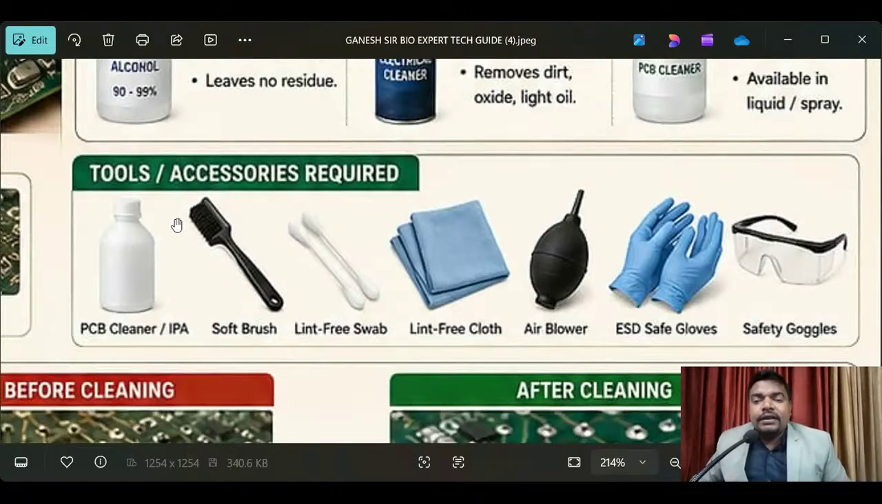Let me show you the tools to clean the PCB. The tools are: PCB cleaner, IPA, soft brush, lint-free swab, lint-free cloth, air blower, ESD-safe clothes, and safety goggles. Okay, these are the things.